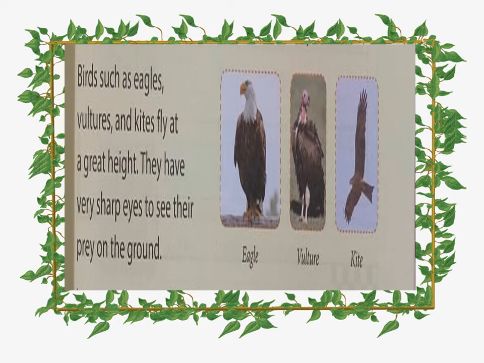On the other side, birds like eagle, vulture, and kites. Kites, not the kite that we play with. This is the name of a bird. You can see in the picture. They fly at a very great height. They have very sharp eyes to see their prey on the ground. Who has very sharp eyes or very sharp sight? These birds: eagle, vulture, kites. Got it? Nowadays we cannot see these eagles, vultures, and kites as often.